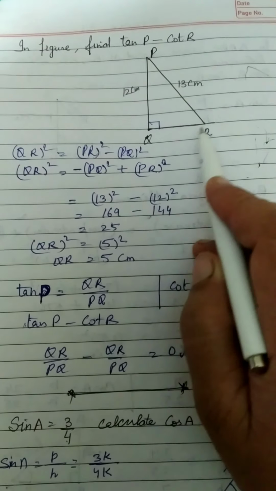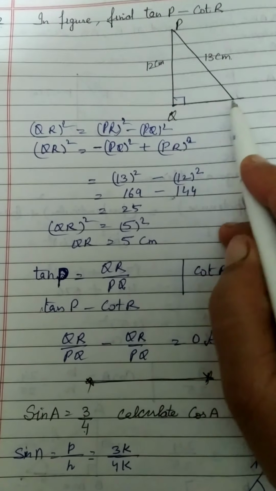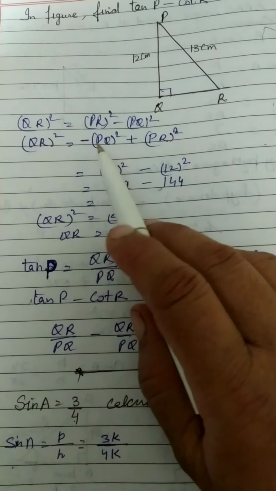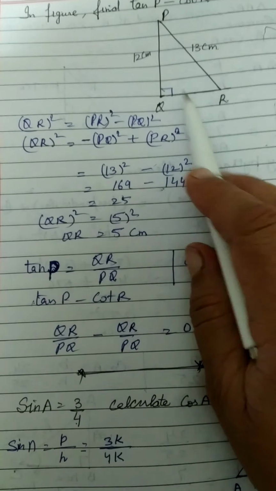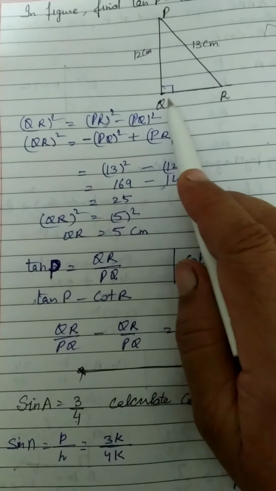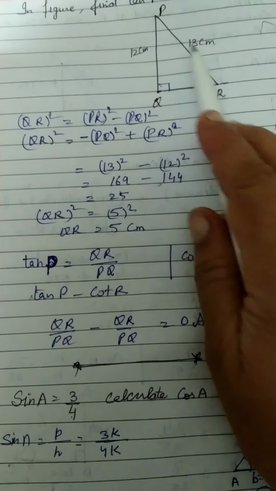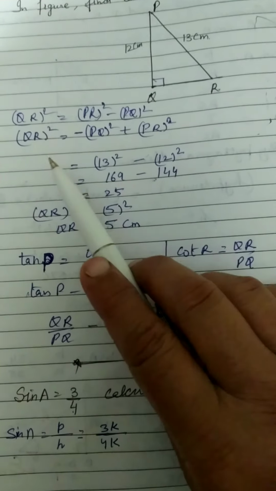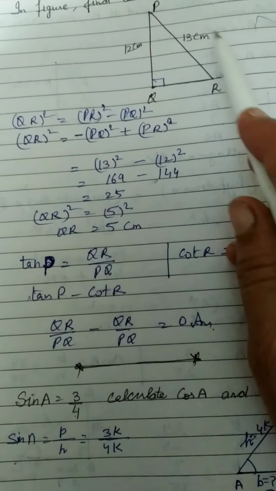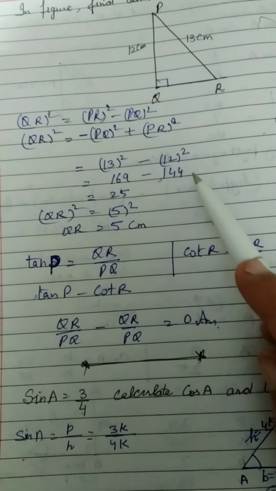From here we can find QR by using Pythagoras theorem. QR square means base square is equal to hypotenuse square minus perpendicular square. In other words, QR square is equal to PR square minus PQ square. QR square is equal to PR square, which is 13 square, minus PQ square, which is 12 square.